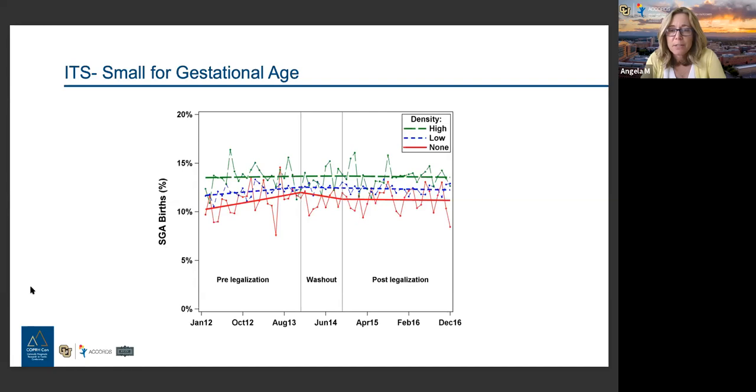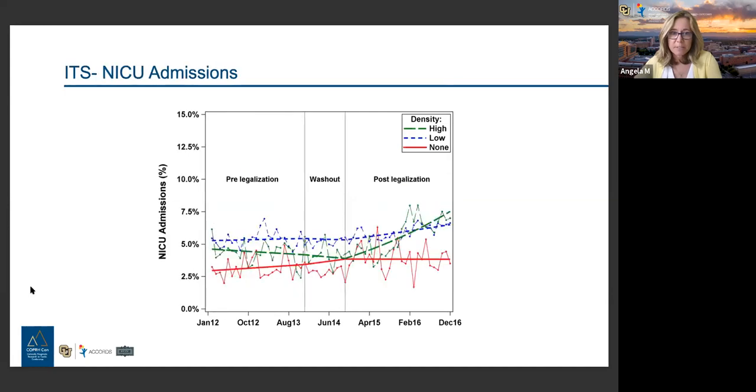And the thing to note here was there was no intervention effect. So that particular period of time, that pre to post, it doesn't look different. But what is interesting here is that there is an exposure occurring and it's occurring pre-legalization as well. So that's interesting, and it sparked a lot of discussion. Let's go to the next slide for NICU.